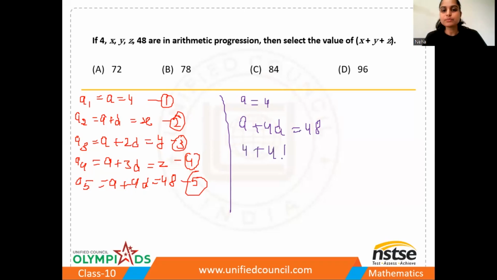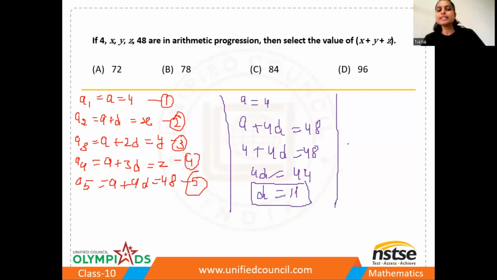It becomes 4 plus 4d is equal to 48. So from here I can get the value of d, right? So this is 44. So d is nothing but equal to 11. Now I have the value of a and I have the value of d. So I can easily get the value of x, y and z. So x is nothing but a plus d. That means 11 plus 4, which is equal to 15.